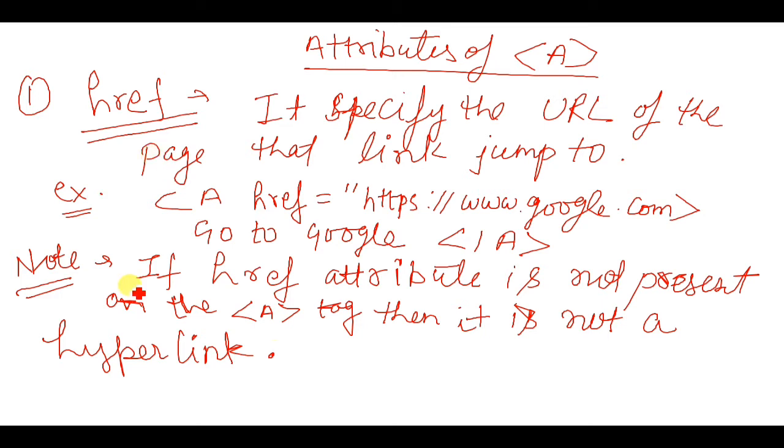So the most important attribute of the anchor tag is href. It is a compulsory attribute. So you have to define the href attribute. Other attributes you can skip, but the href attribute you cannot skip. So it is very important.